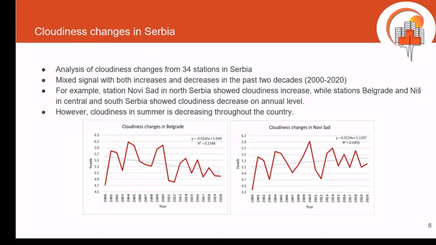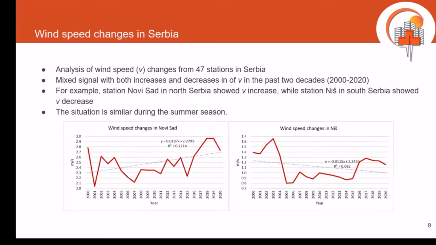both increase and decrease at the yearly level, and the trend line in Belgrade goes down, but in Novi Sad it goes up. This is something that we cannot include in climate change, but cloud cover is very important in calculating thermal comfort indices, though not very important in terms of influence on temperature and other climate parameters.